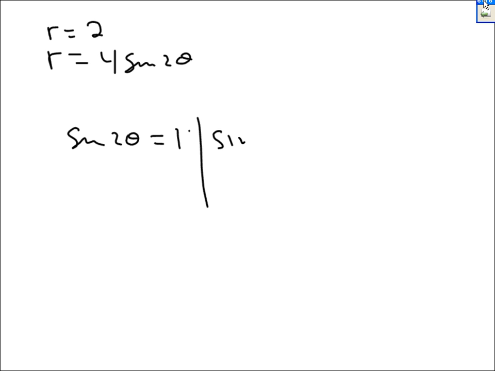And negative 1. Well, the sine is 1 at pi over 2. 2 theta is pi over 2.